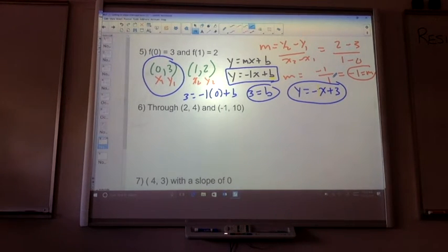We're not done yet. All right, let's figure this one out. Slope, x1, y1, x2, y2. Still with me? Slope is equal to 10 minus 4 over -1 minus 2. So I get 6 over -3, which gives me, what's 6 over -3? Is it positive or negative? Negative. 6 over 3 is then? -2.